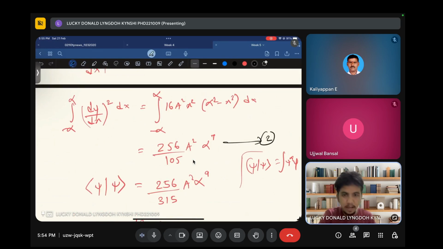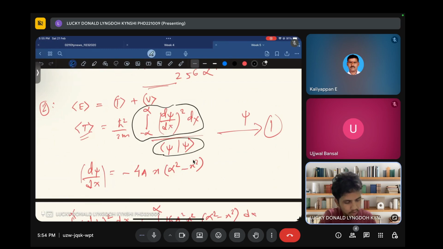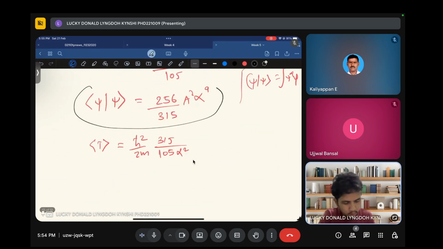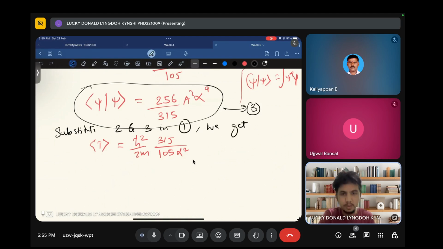equation 2, right? And then I solve the third term, this one, psi. This is what I got, this equation 3. Then you can substitute 2 and 3 in 1, you get this one, kinetic energy. So simply, you get 3h cross square divided by 2m alpha square. Okay, so from here you get your kinetic energy.